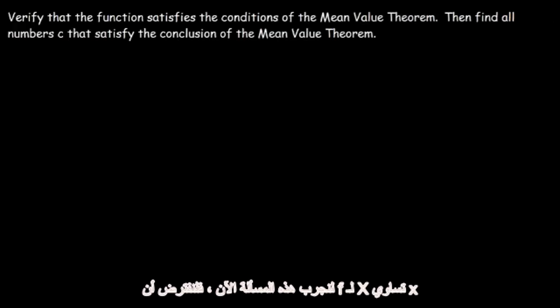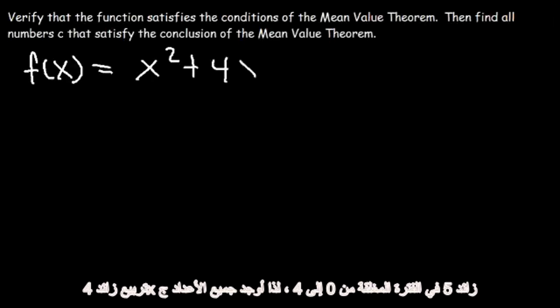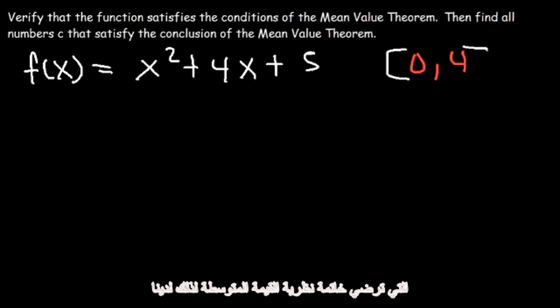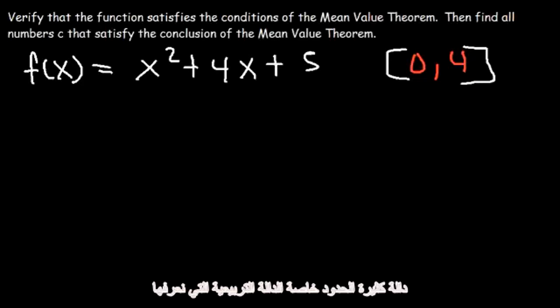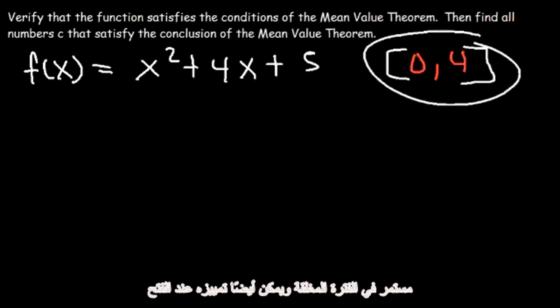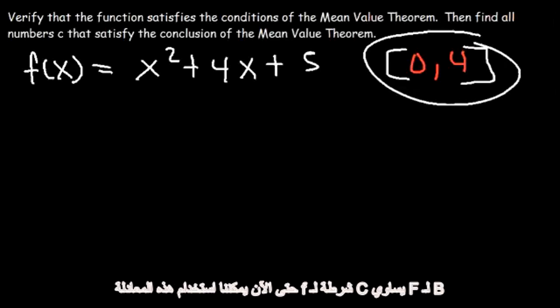Now let's try this problem. Let's say f of x is equal to x squared plus 4x plus 5 on the closed interval 0 to 4. Find all numbers c that satisfy the conclusion of the mean value theorem. Since we have a polynomial function, particularly a quadratic function, we know it's continuous on the closed interval, and it's also differentiable on the open interval.